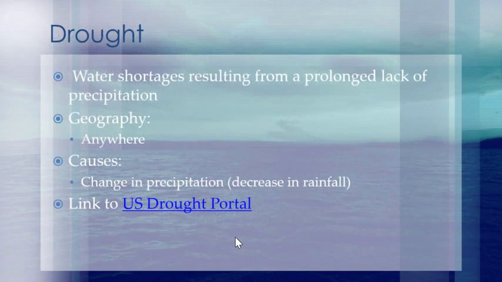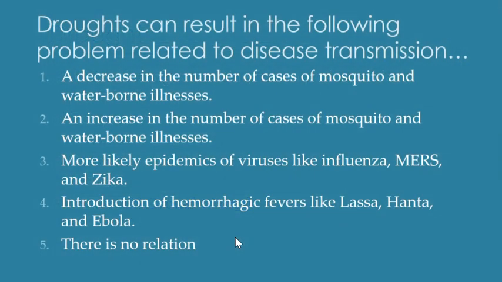All right, so moving on to our next hazard, and that is drought. Drought is simply a water shortage that results from a prolonged lack of precipitation, specifically a decrease in rainfall. It's going to happen anywhere that you've had a change in rainfall. And I've put a link here to the U.S. drought portal so you can see drought is a problem that we have from time to time.